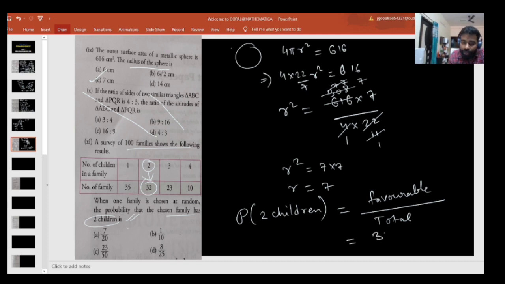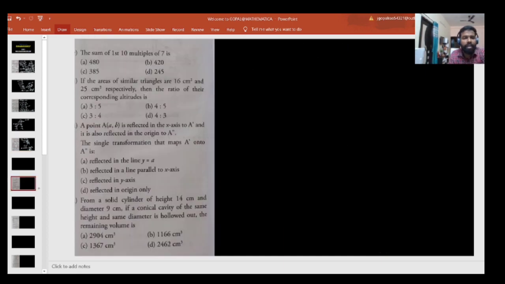So we have 32 families, and my total families are 100 families. So if you cancel, 4 8s, then 4 25s. So 8 by 25 is the correct option, which is the D option for us. Next, let us move to one more question, that is from AP.